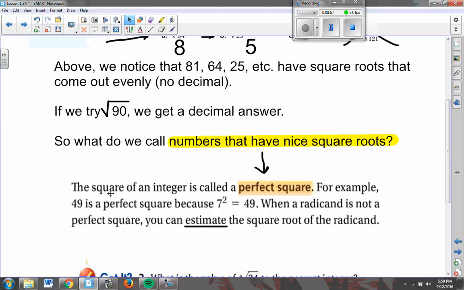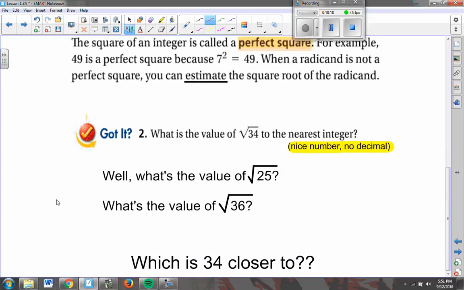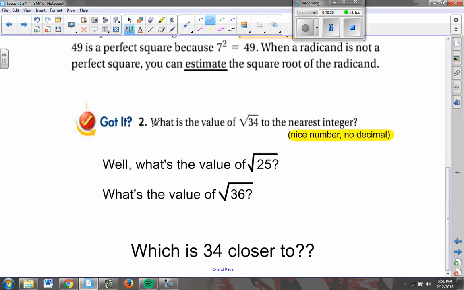Now, in your practice problem set tomorrow, I am going to ask you to estimate square roots like this one up here, by just thinking about our perfect square numbers. It's going to look like this, where it asks, what is the value of the square root of 34 to the nearest integer? Integer means no decimal, a nice whole number.